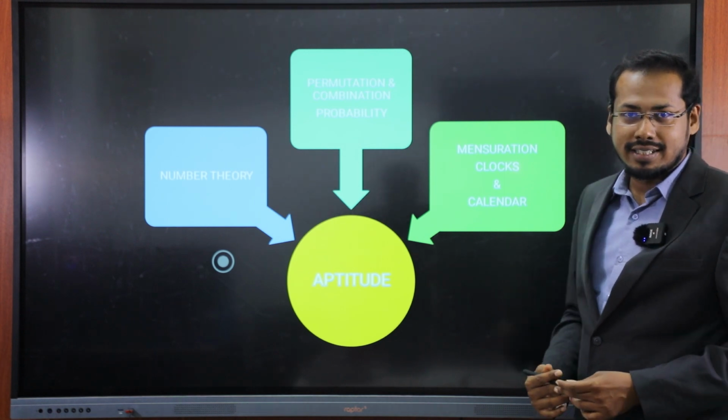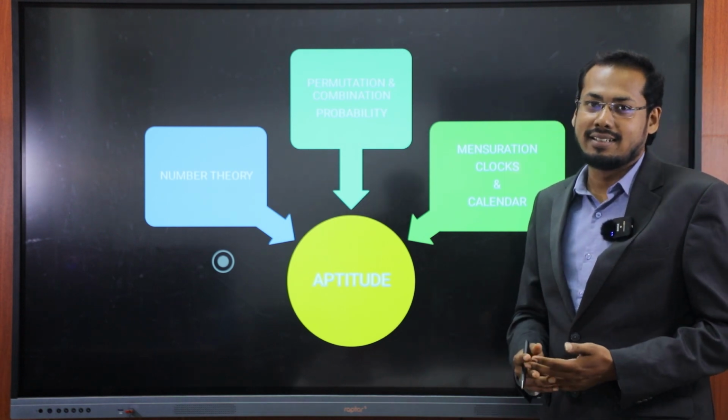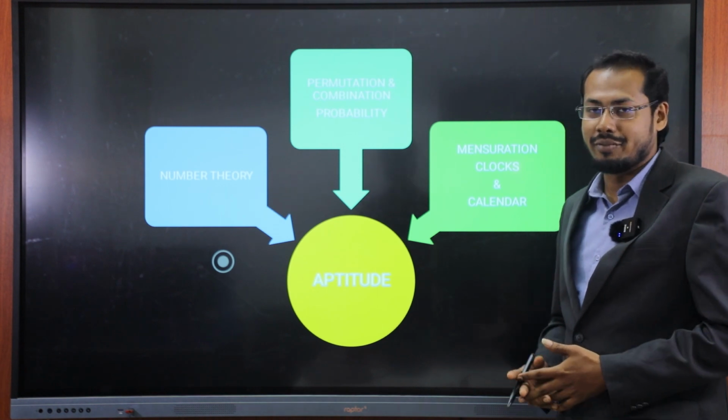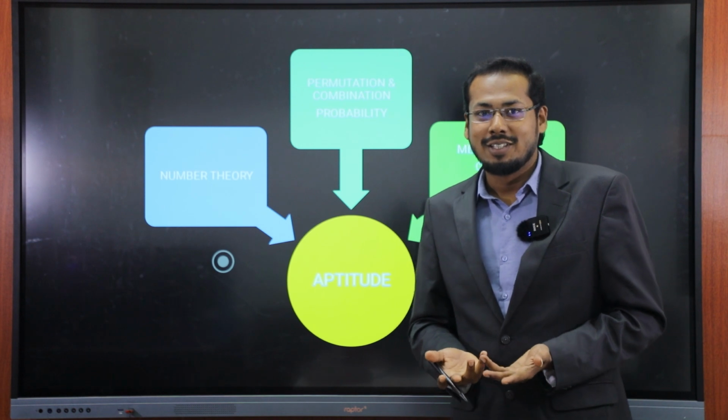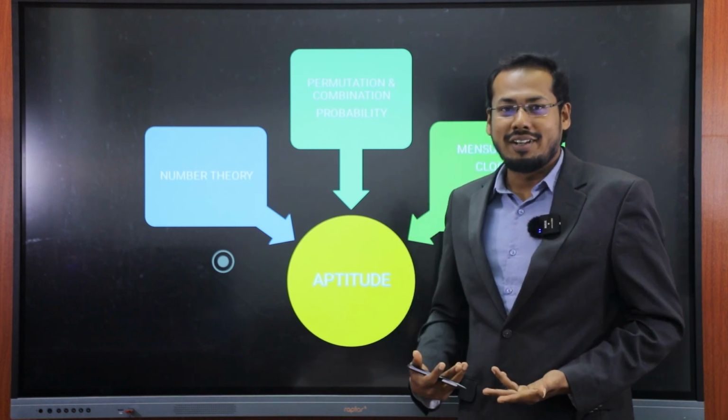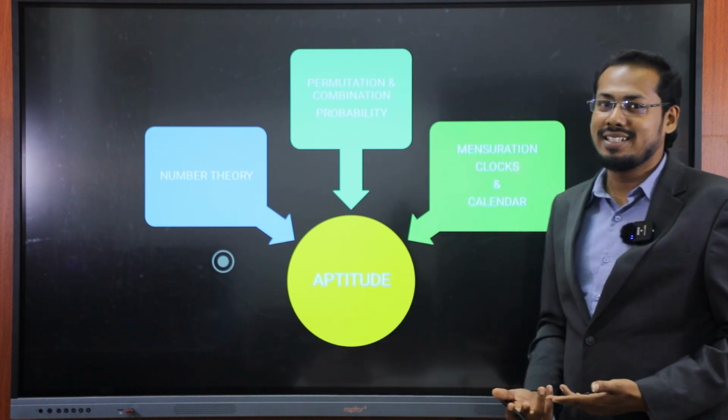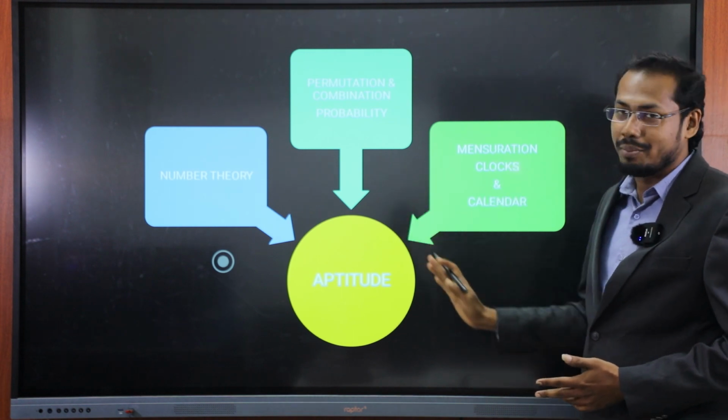Mensuration questions are asked in all patterns, like data sufficiency questions as well as separate questions. Mensuration is completely based on formulas, so it is in your hands. If you have got the formulas, it is very easy to complete; otherwise you need to skip. So don't skip these topics.